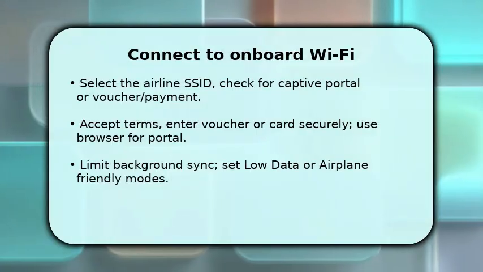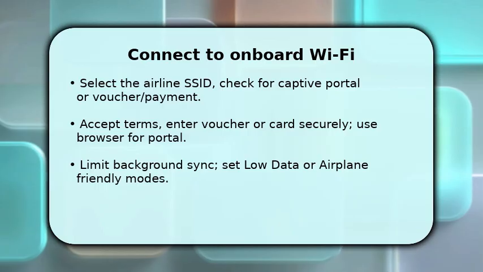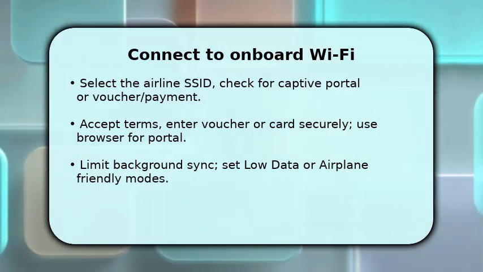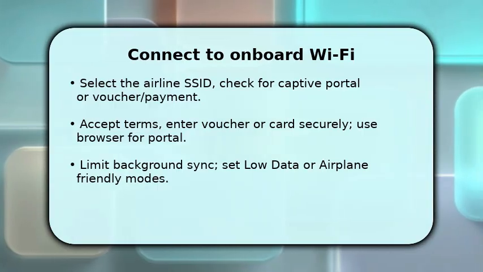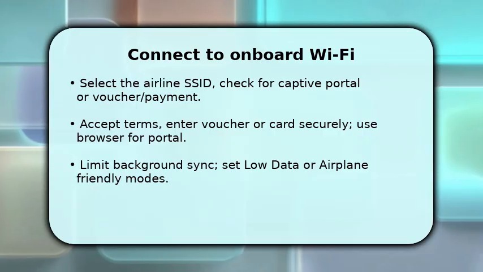Once Wi-Fi is active, choose the airline SSID and wait for the captive portal to appear. If it does not, open any browser page to trigger it. Enter your voucher or card details only on the airline's portal and watch for HTTPS in the address bar.